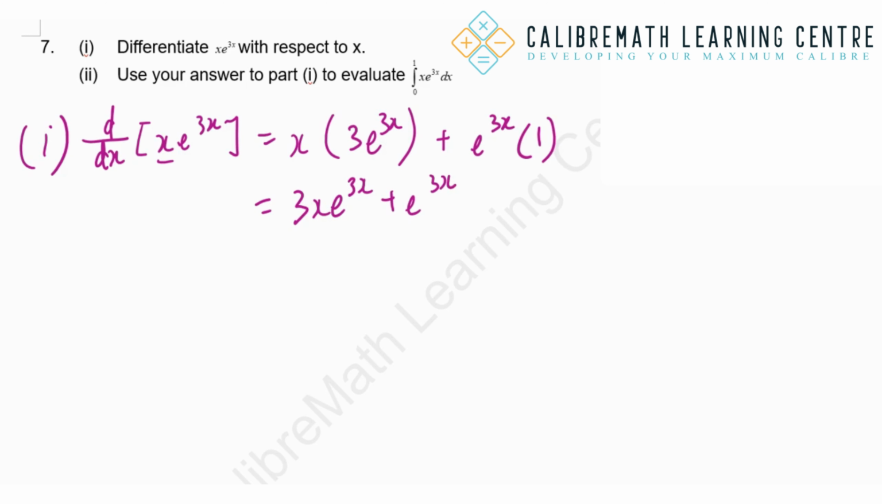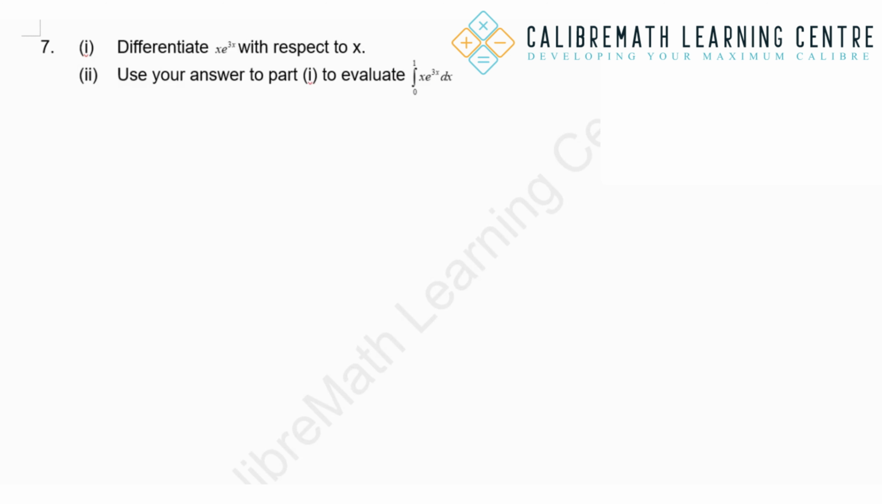So after expansion, I will get this plus this. Before I start to do any manipulation or factorization, I will need to check what part 2 is asking. Part 2 is asking me to find x e to the power of 3x, which is over here. So I'm not going to factorize anything or manipulate any formula for my part 1, because later on I will need to make this part here the subject so that I can solve for my part 2. So my answer for 7 part 1, I will leave it as it is. Just this one, 3x e to the power of 3x plus e to the power of 3x.